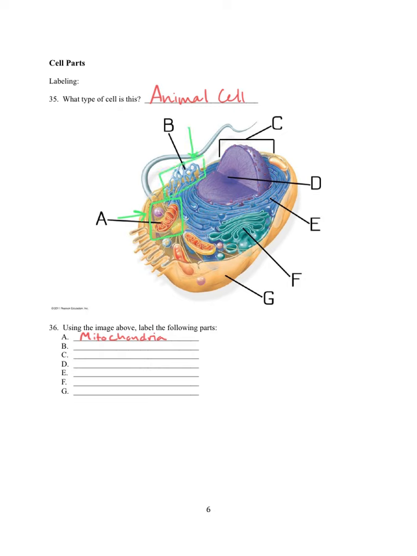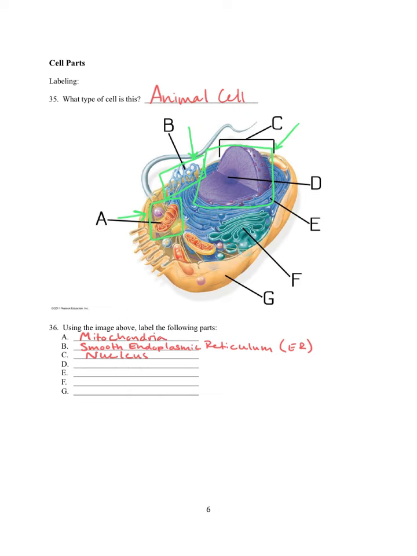Next, we'll look at letter B. Letter B is the smooth endoplasmic reticulum. So this whole system of tubes that work their way through the cell but are not covered in ribosomes makes it apparent that it is the smooth endoplasmic reticulum. Letter C, this whole structure here is the nucleus. So remember, the nucleus houses the DNA of the cell, and it sends that message out to the ribosomes when proteins need to be constructed.